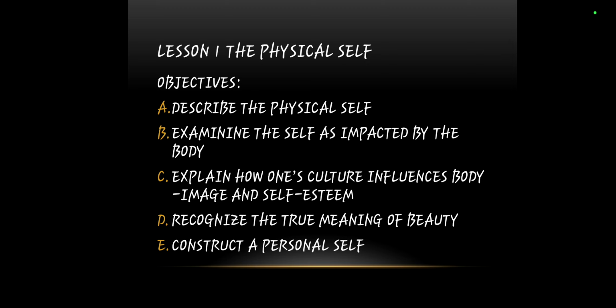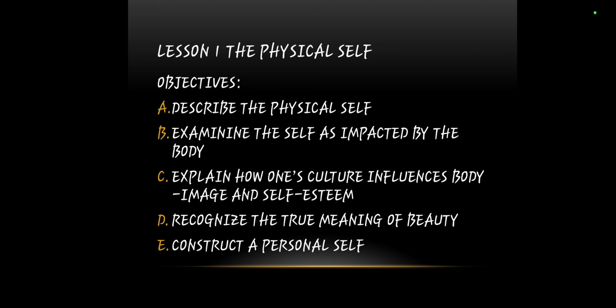We have main goals or objectives to ponder in this lecture. Number 1 is to describe the physical self. 2. Examine the self as impacted by the body. 3. Explain how one's culture influences body image and self-esteem. 4. We will recognize the true meaning of beauty. And lastly, we construct a personal self. Meaning to say, at the end of this topic, you, as my students, will be learning the description of the physical self, how we can identify your physical self, or where it comes from.